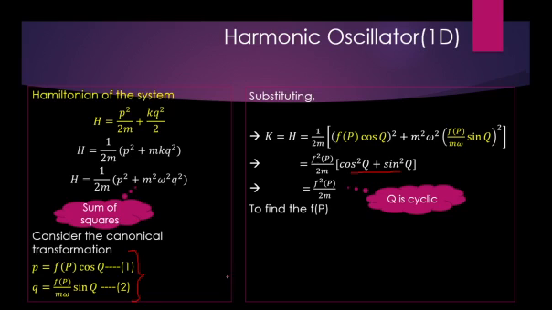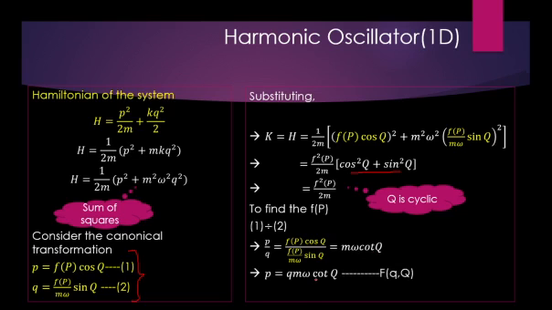So now we need to find what f of P is, and what the generating function is. Let us see that. For that, we need to get it into a proper form to decide what kind of generating equation we can use. So here I am just taking the ratio of p and q. Here f of P will cancel off, remaining is only m omega, and cos by sin is cot Q. And you can say p is equal to q m omega cot Q.